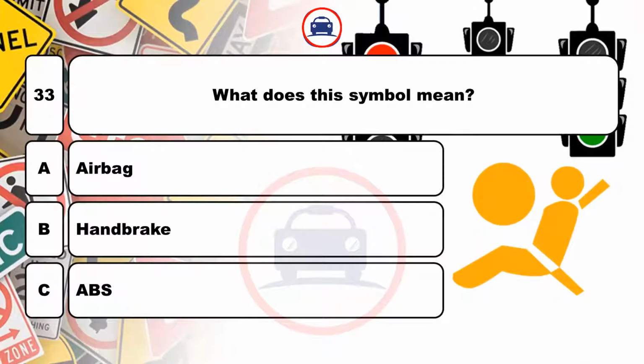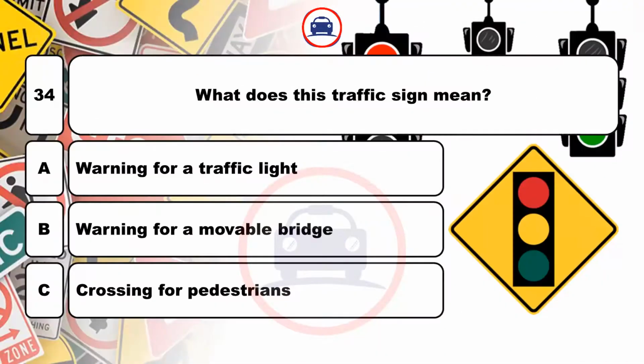What does this symbol mean? A. Airbag. B. Handbrake. C. ABS. Correct answer A. Airbag.